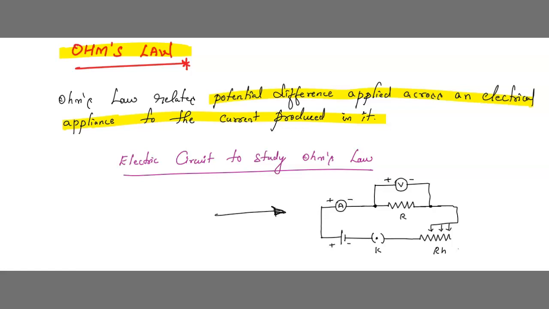See children, first we have taken a battery, and we have connected this to an ammeter and then it is connected to a resistor. Now the ammeter is connected in series, and here this is the voltmeter, which is connected in parallel. The voltmeter is always connected in parallel with the resistor. Then this circuit is connected to the rheostat and this is the key. So this is the electric circuit to study Ohm's law.